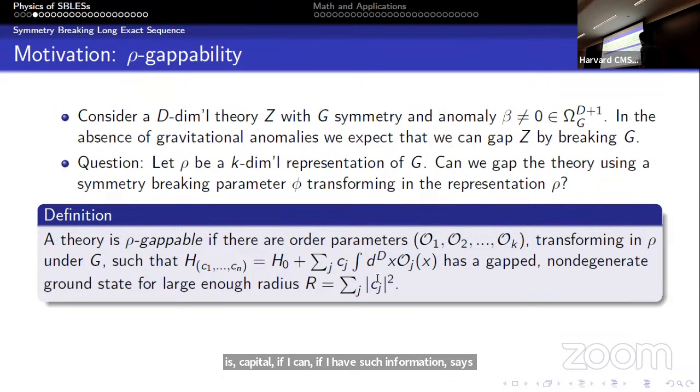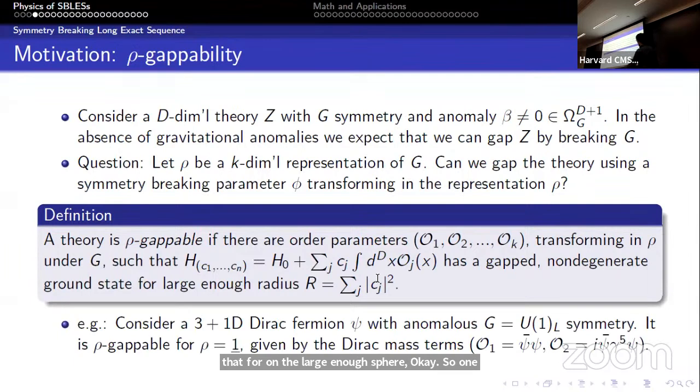Okay. So one very simple example of this is I can just start with a Dirac fermion with G equal to U(1)_L symmetry. So this is a chiral symmetry, acting only on the left part. Then this is anomalous. This is an anomalous symmetry, it's not vector. And it is rho gappable if I take rho to be the charge-one representation.